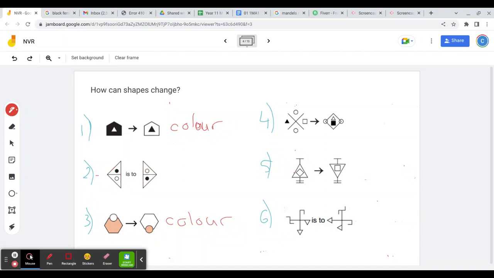Now, you may have noticed that questions 1 to 3 were slightly easier than 4, 5, and 6. And I'll explain why in a minute. Okay, so there's a colour swap that happens there. Number 2, we have what we call a reflection. Okay, so we need to spot that quite a lot. They love to use those kind of questions.